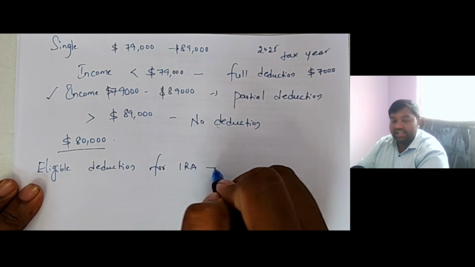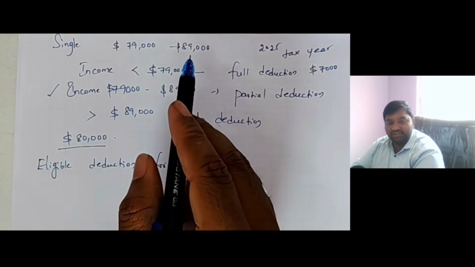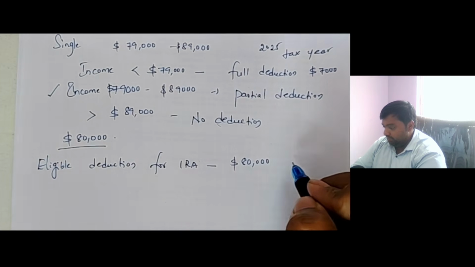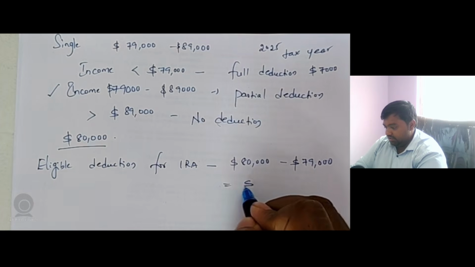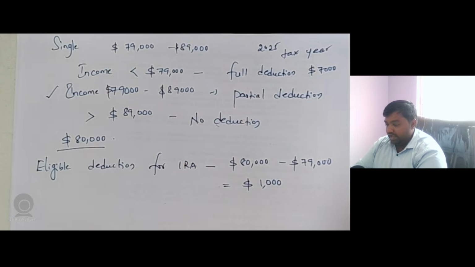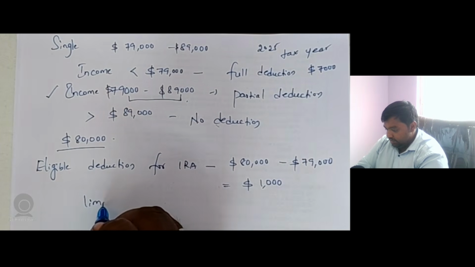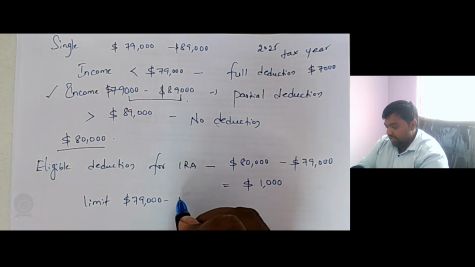How they calculate is, how much income is more than 79,000? First you take your total income minus the lower limit of 79,000 US dollars. That will give you 1,000 US dollars. And what is the limit here? The limit is from 79,000 to 89,000, so there is a range of 10,000 US dollars.